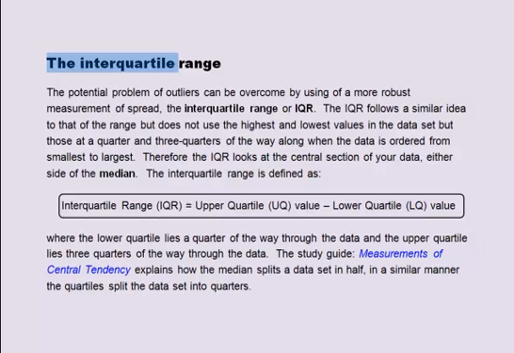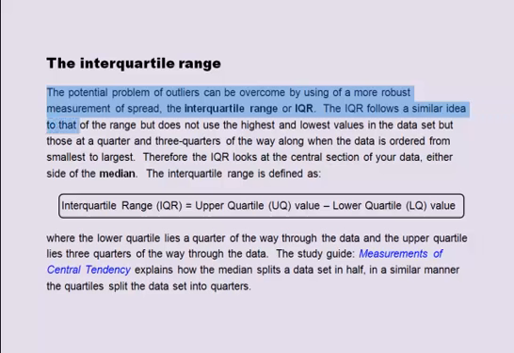The interquartile range. The potential problem of outliers can be overcome by using a more robust measurement of spread, the interquartile range, or IQR. The IQR follows a similar idea to that of the range, but does not use the highest and lowest values in the dataset, but those at a quarter and 3/4 of the way along when the data is ordered from smallest to largest.